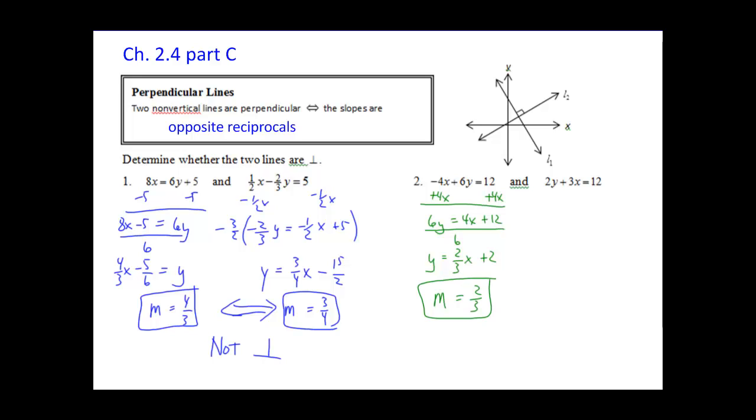Okay, if we do the second one, we're going to subtract the 3x from both sides. 2y equals negative 3x plus 12. Divide by 2, y equals negative 3/2 x plus 6. Slope negative 3/2. Okay, let's check. Well, notice one's negative, one's positive, one is 2/3, reciprocal 3/2. These are perpendicular.